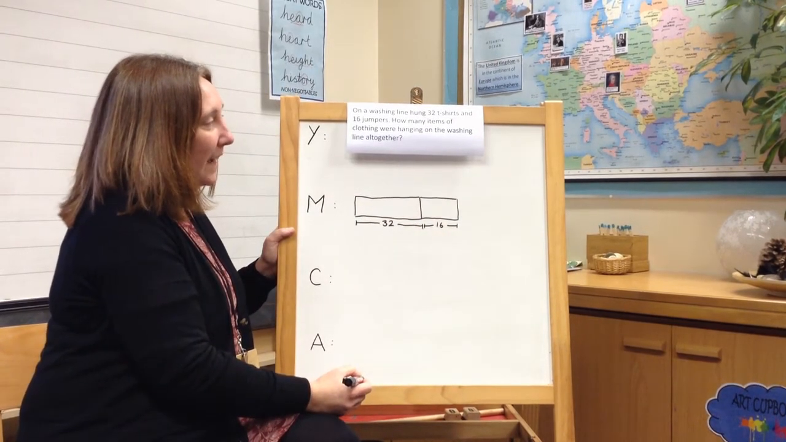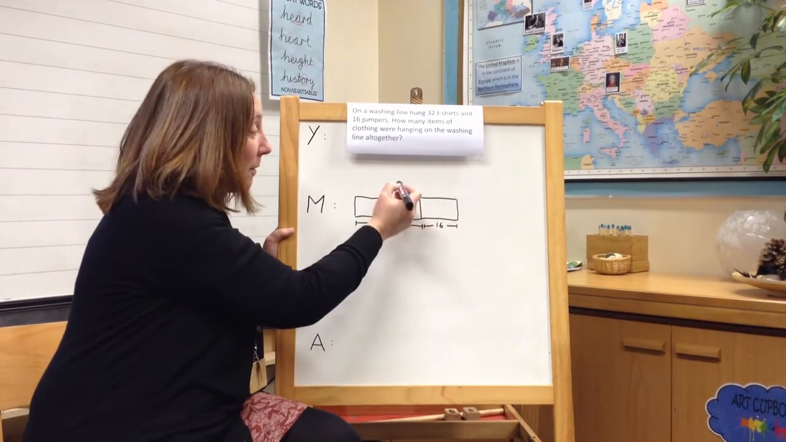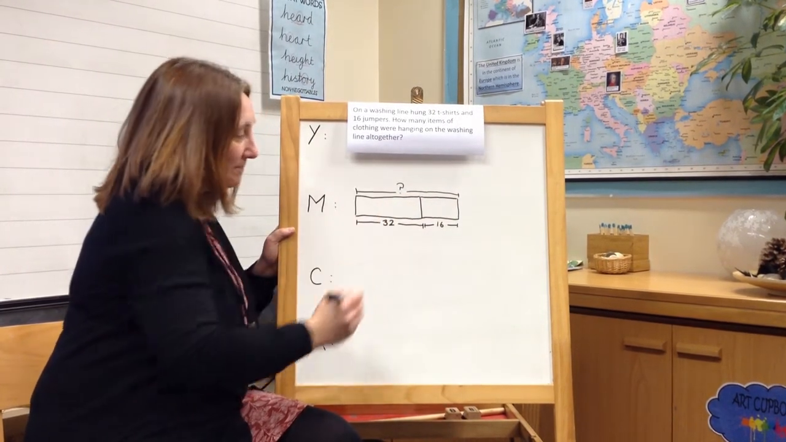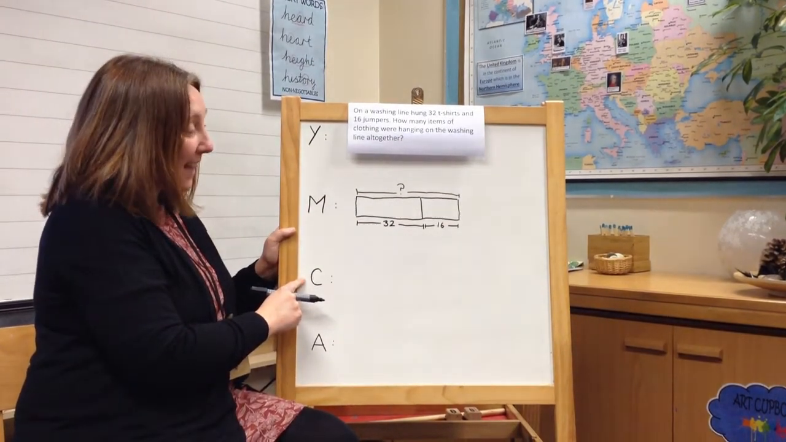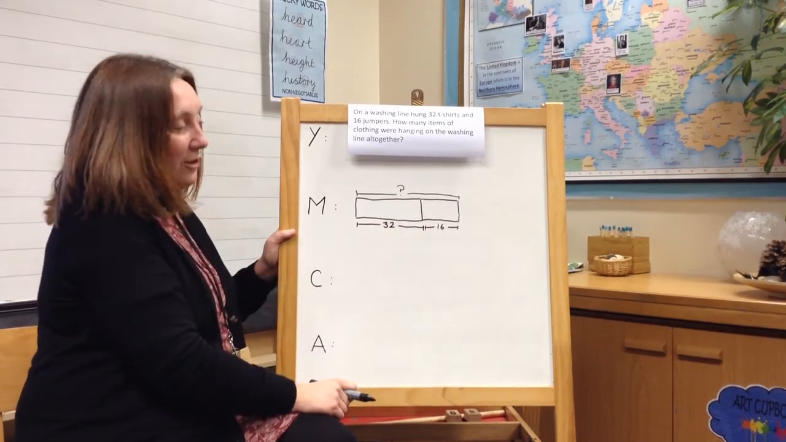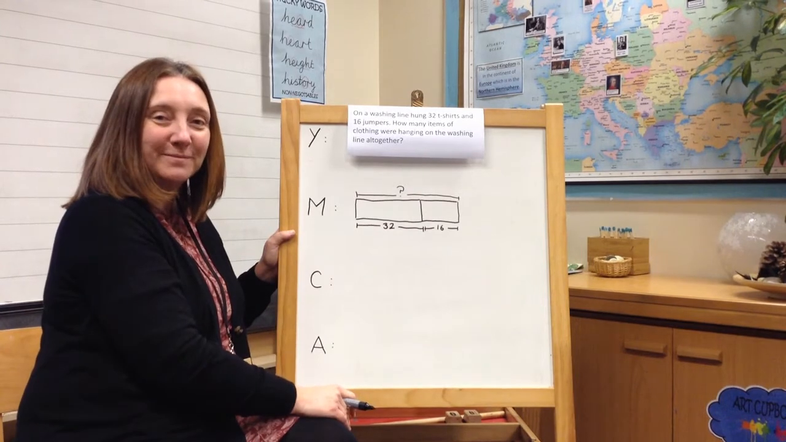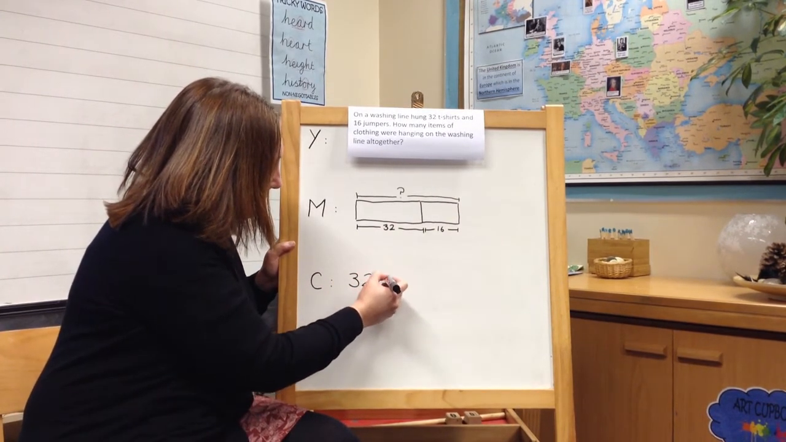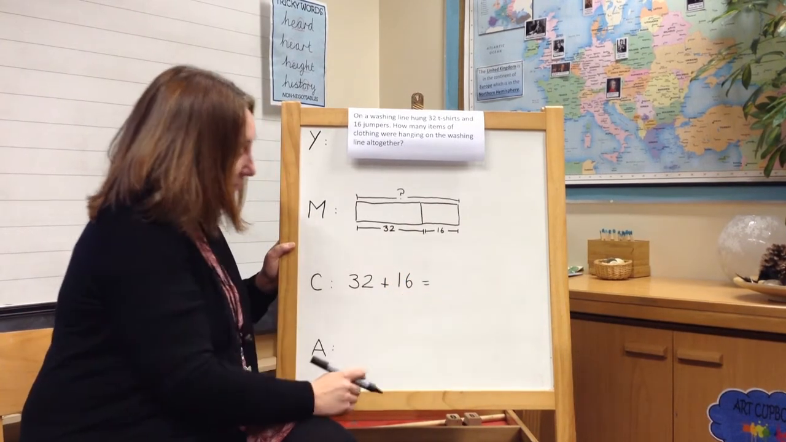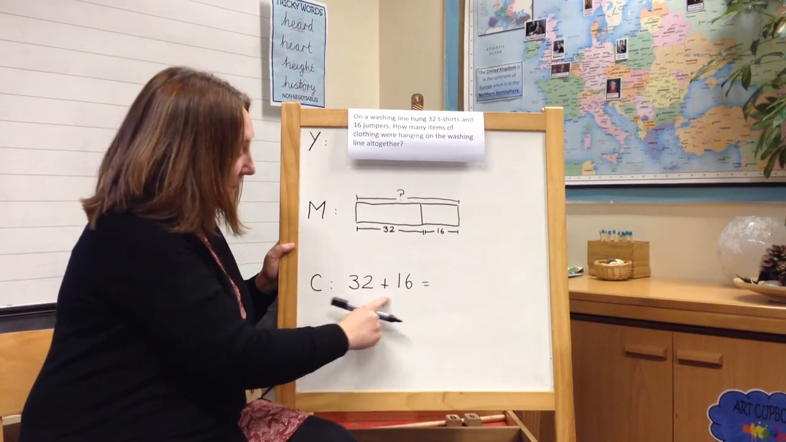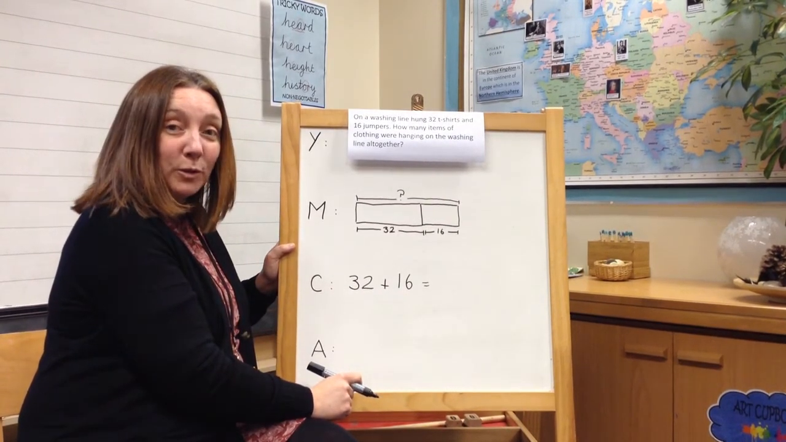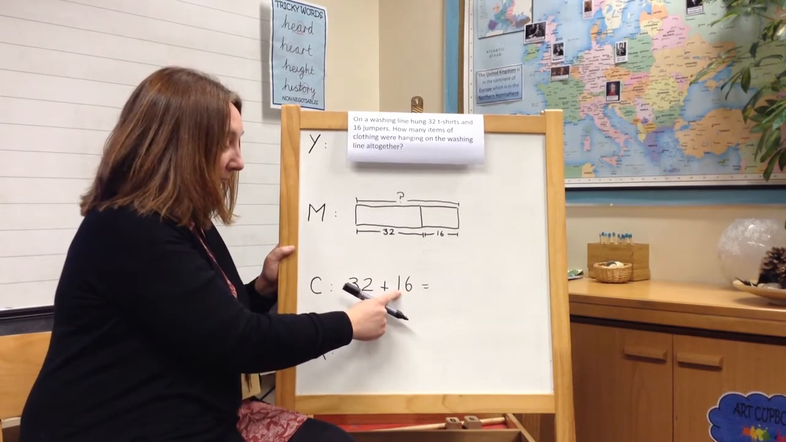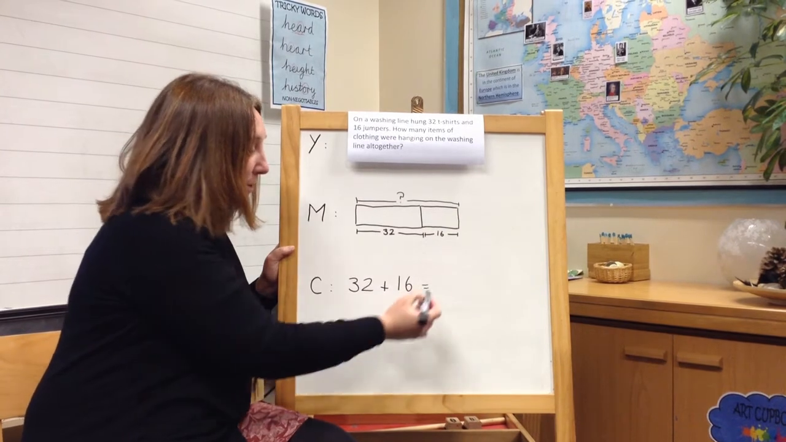How many items of clothing were hanging on the washing line altogether? So the question mark is going to go in the middle because we need to find the whole now of that bar. It's time for us to calculate. What do you think we need to do with 32 and 16 to find the total? I think that word total will help you. We need to add. So the calculation is 32 add 16. Again, we can use mental methods to calculate this. We can either count on or we could partition. I'm going to count on. I'm going to pop 32 in my head, add 10, which is 42, and 6 more, which is 48.